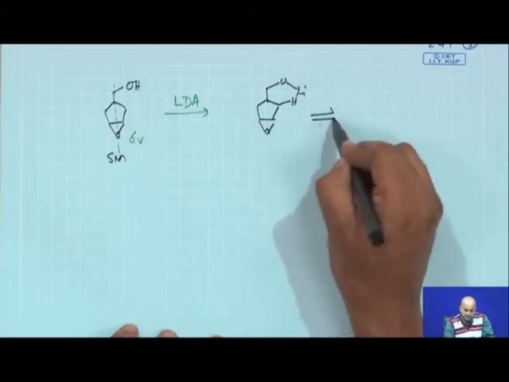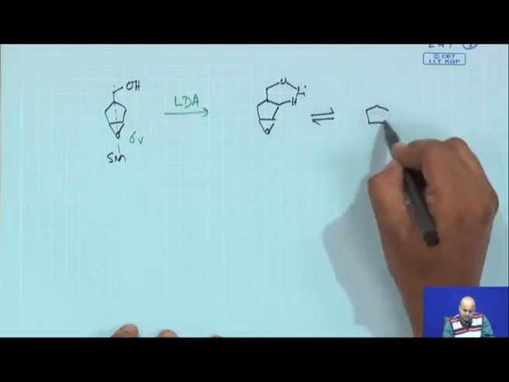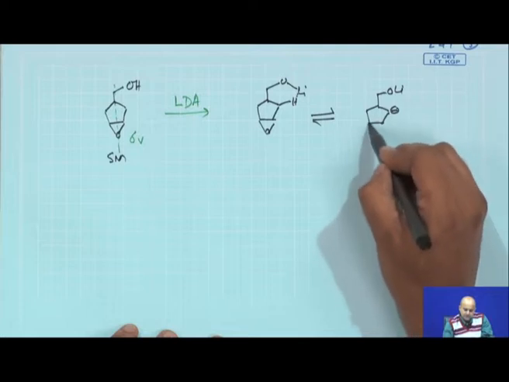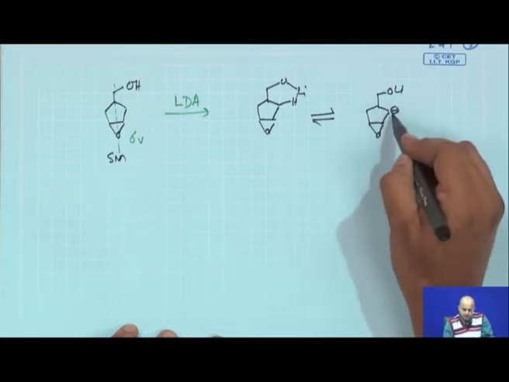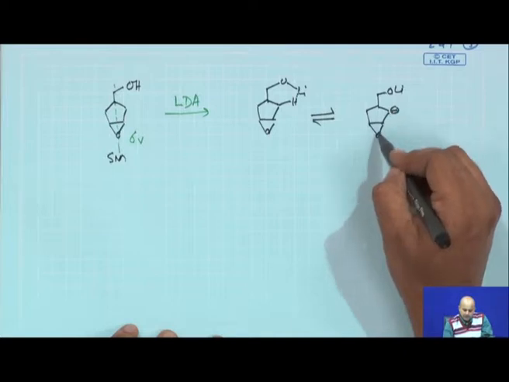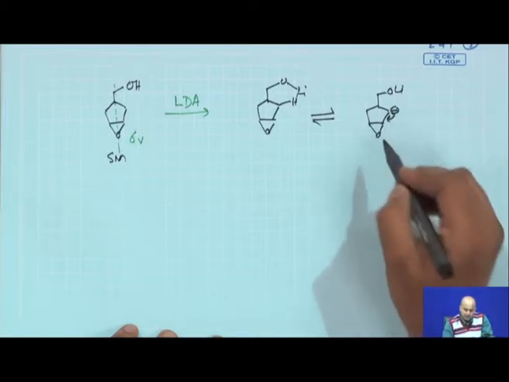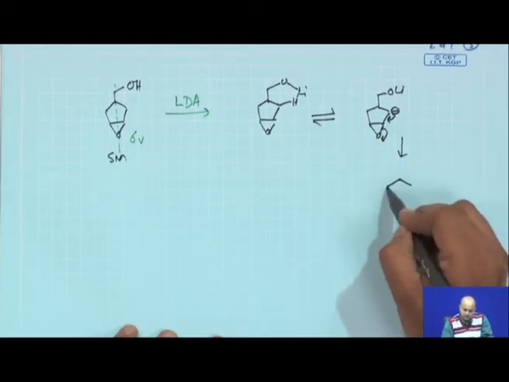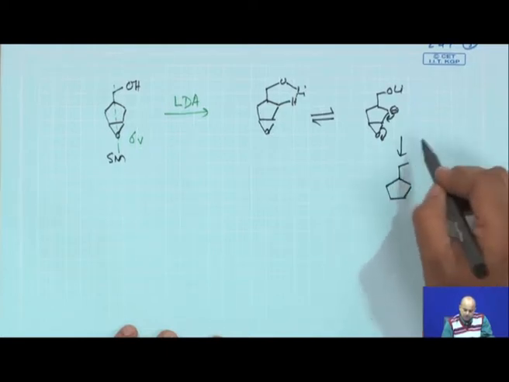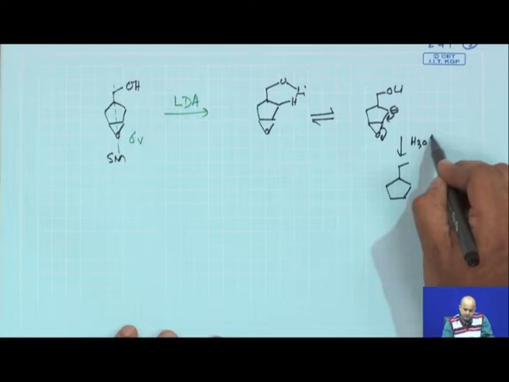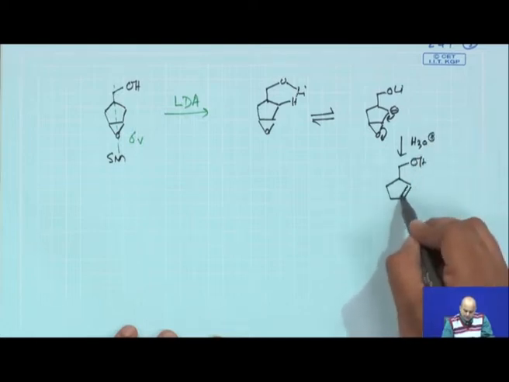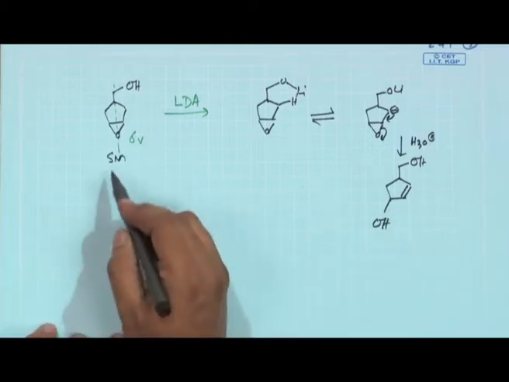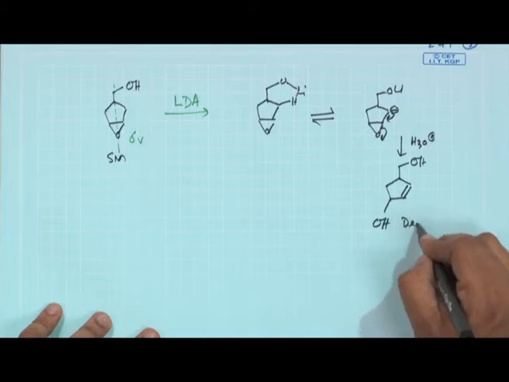So, then it basically gives you an OLi and a negative charge here. Now, this negative charge has an electrophilic epoxide handle at one end, and it basically opens up the epoxide. This is also a very useful transformation for epoxy alcohols. Now, you quench these things with H3O plus. So, you basically get an allylic alcohol. Now, the starting material is symmetrical, the final product is desymmetrized.